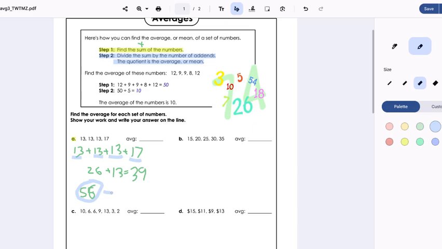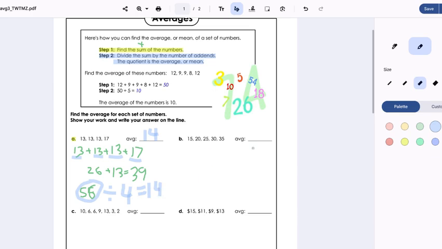So what we're going to do is go 56, and this is the divide button on the calculator that you'll use. So 56 divided by 4 is going to give us our answer. All right, so you'll get your calculator out and type in 56 divided by 4, and you'll find that the answer is 14. So our average or our mean is going to be 14.